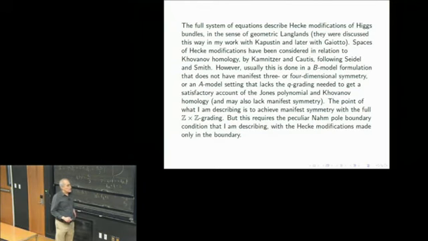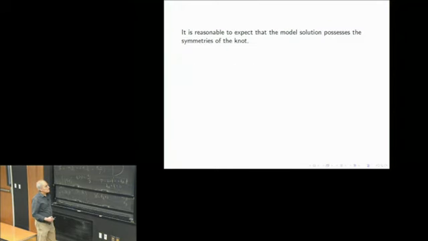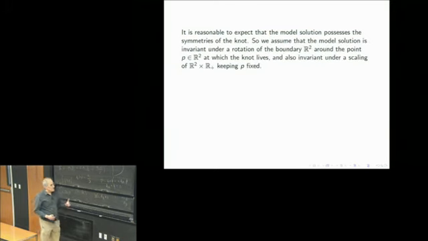So Kamnitzer had a paper on a hypothetical A model, but his Hecke modifications were made away from the boundary, if you express it in the language I'm using. And that would lose you the second Z grading. Now, another reasonable thing to expect is that the model solution should possess the symmetries of the knot. Remember, the knot was just a straight line, and there are two symmetries, rotations around the knot. So rotations of the three-dimensional boundary around the knot is a symmetry, and also scaling of all four dimensions, keeping the knot fixed, is a symmetry.